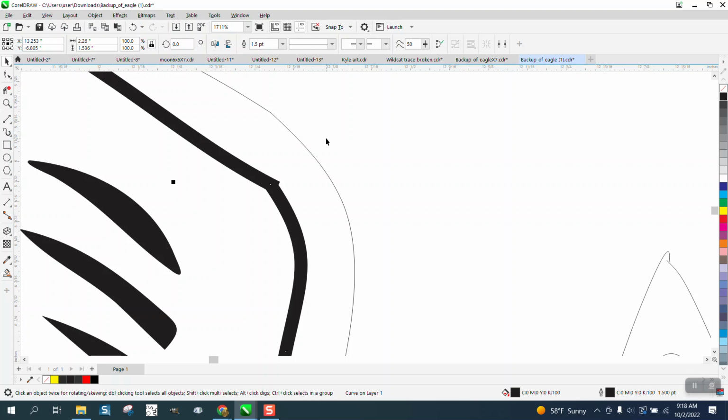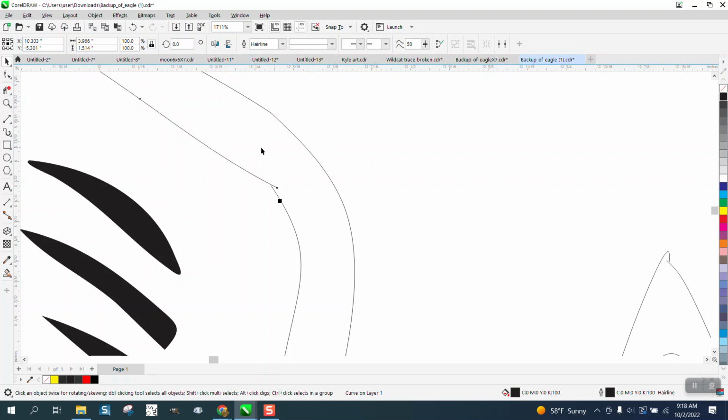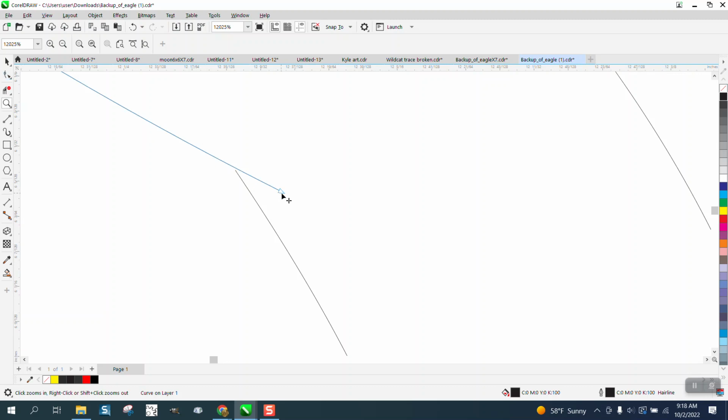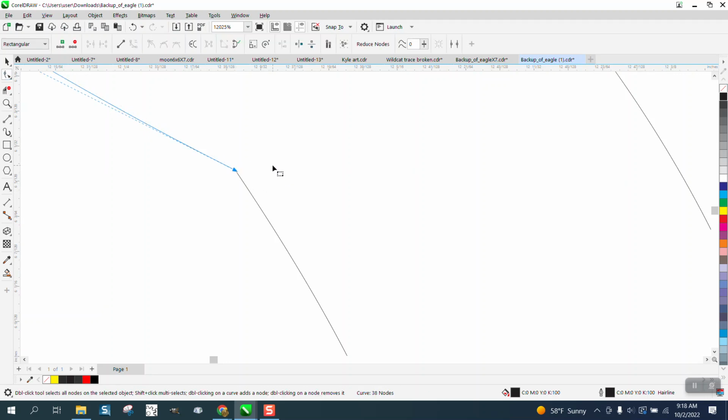So if you make it a hairline when you're working with something, I think you're going to find it's a lot easier. It's going to be a lot cleaner, and the nodes are going to be a lot easier to connect. I mean, we need to connect those two nodes.